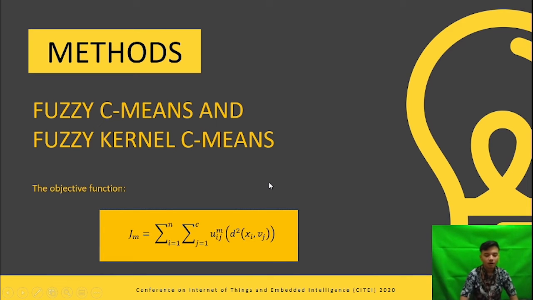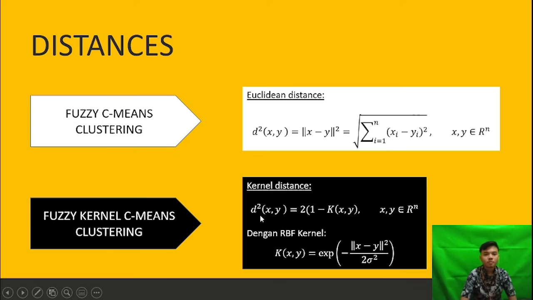These are the methods that we use for lung cancer classification. We use fuzzy C-means and fuzzy kernel C-means, and the objective function is as follows. The difference between fuzzy C-means and fuzzy kernel C-means is the distance. Fuzzy C-means clustering uses a Euclidean distance, which can be seen in this formula, and then fuzzy kernel C-means uses kernel distance. And in this study, we use the RBF kernel with this formula.